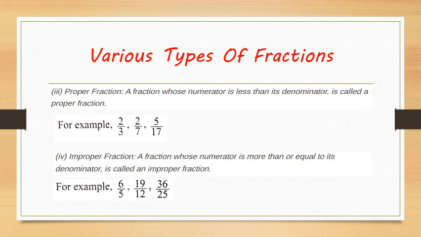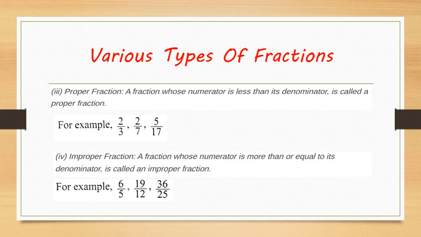Now improper fraction. Improper fractions are those fractions in which the numerator is more than or equal to its denominator. For example, 6 by 5, here 6 is greater than 5, therefore it is said to be an improper fraction. Similarly, 19 upon 12, 19 is greater than 12, and 36 upon 25, 36 is greater than 25, therefore all these are said to be improper fractions.